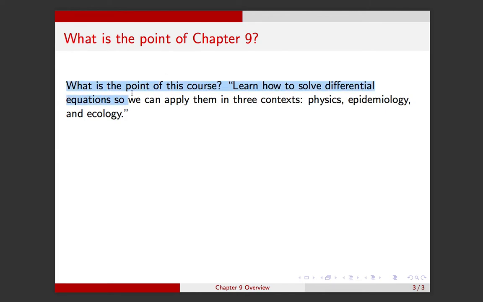Perhaps a good starting point to answer that question is to ask the broadest question: what is the point of this course? Like, why does Math 202 exist? If you think back to the very first day of class, or you look at the syllabus, which I know all of you do very religiously, you will see that the broadest goal is this. We want to learn how to solve differential equations.